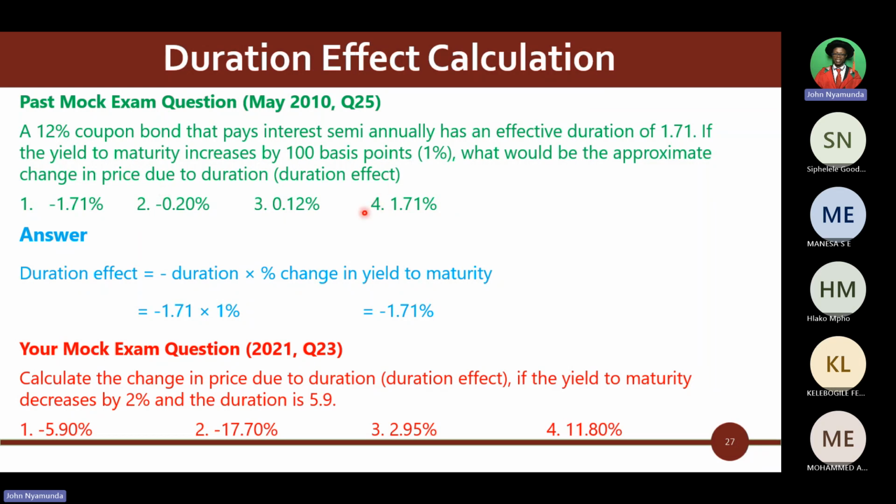We know the formula is here: minus duration times 1%. There it is, your question is this one. The formula is there. The only thing is I don't have the short form there. Your question is in the red, ladies and gentlemen. It's just plug and play.